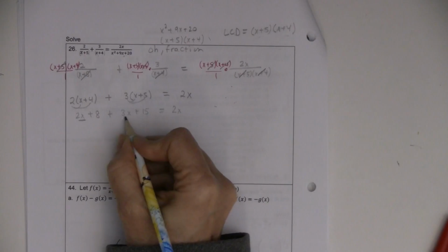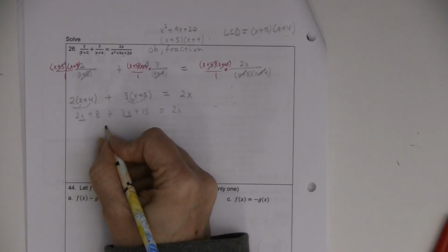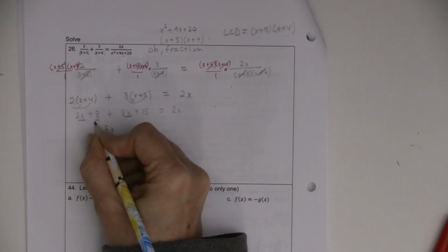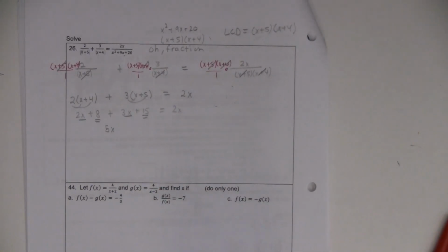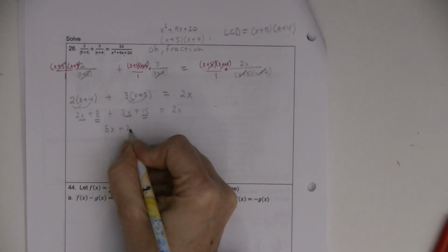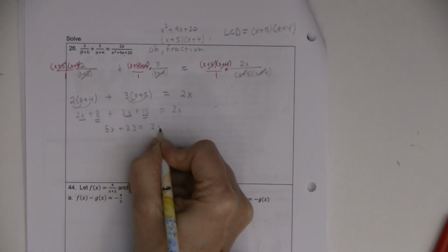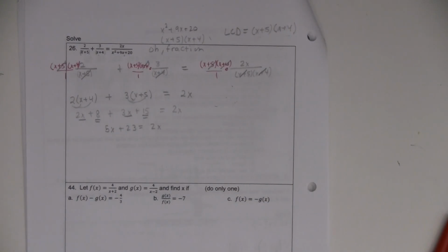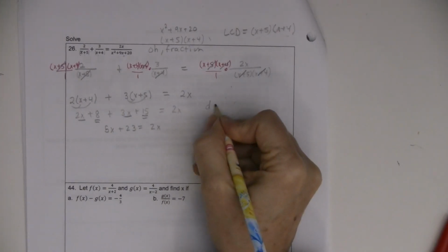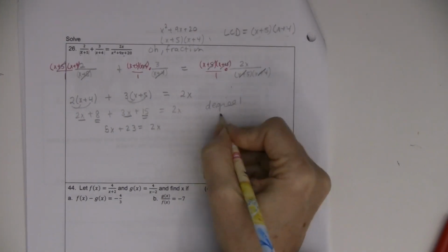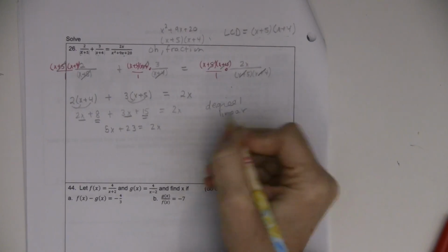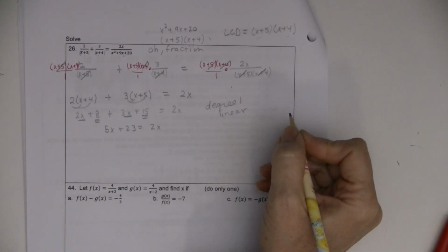So 2x and 3x are like terms and make 5x. And 8 and 15 are like terms. And 15, 16, 17, 18, 19, 20, 21, 22, 23. So plus 23 equals 2x. Then you get the variable on one side and the numbers on the other, and there's a variety of ways of doing it. So now I'm on degree 1, linear, right? That's what I'm solving now, and that's get them separated.